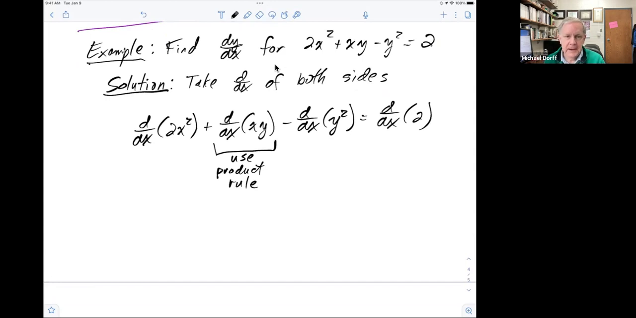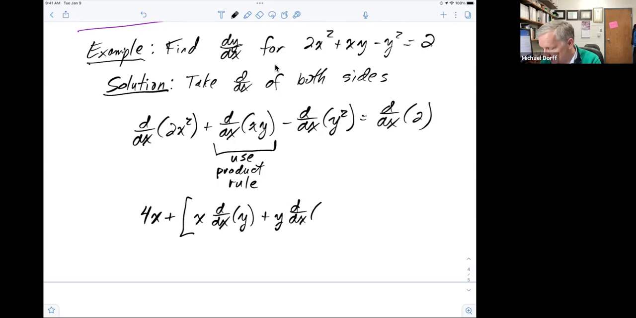All right, so let's look at the left side. We do d/dx of 2x squared. So I do that derivative by the power rule. I'm going to bring the 2 out front, so I'm going to end up with a 4x, and I would have a dx, but I'm not going to write that. And now, what do I get for the next term? Well, doing the product rule, I've got the first term, x, times the derivative of the second, so that's d/dx of y, plus the second term, which is y, times d/dx of the first term. That's the product rule. All right. Then for the next term, I have minus d/dx of y squared. I take that derivative.